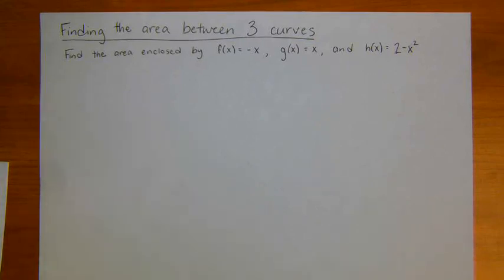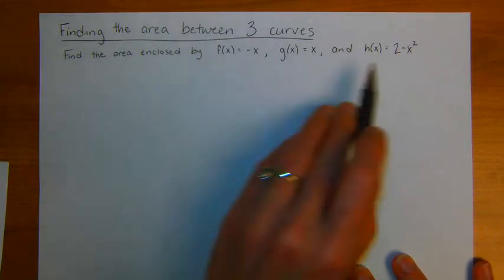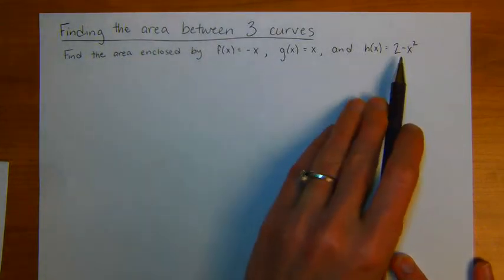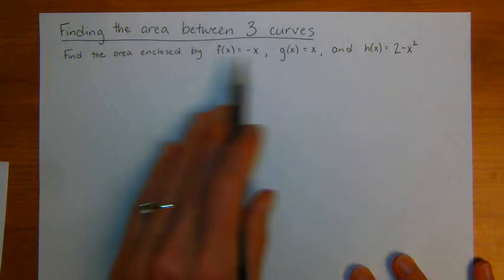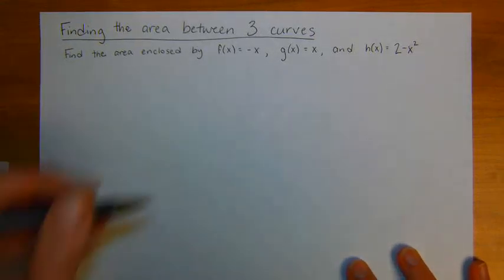Let's look at another example. In this case, we want to find an area enclosed by 3 different curves. So to start off with this, we will need to find the intersection points, but I think that it's more informative just to go ahead and do a graph of each of these functions.